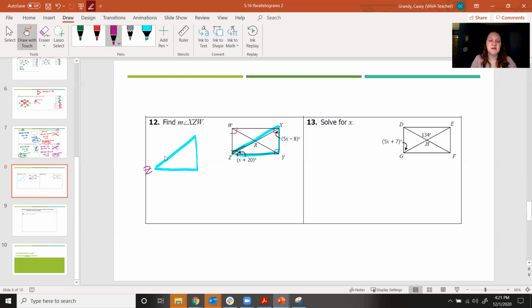Okay, so this is Z, this is X, and this is Y. This is 90 from my rectangle. This angle right here is 5x minus 8, and this angle right here is x plus 20. And we know that the 3 angles in a triangle will always sum to 180. So I can add angle x, angle z, and angle y and get 180. And now I can solve for x. X and 5x, 20 minus 8 plus 90, 102.